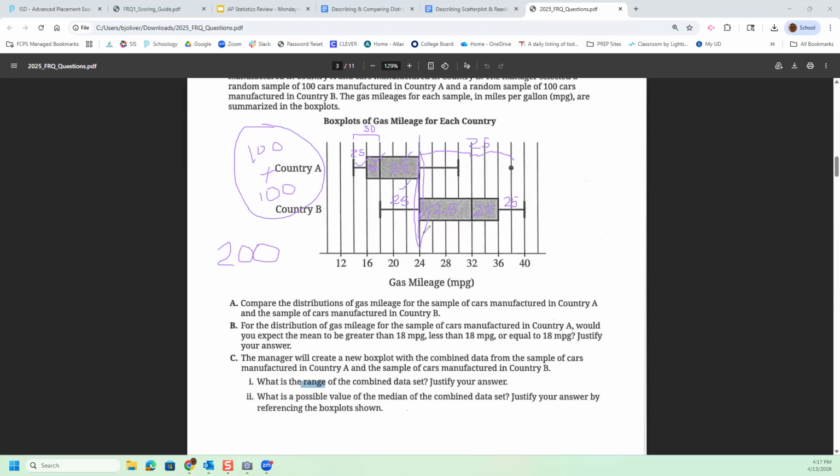So let me be clear. That's nothing we as stats teachers have ever taught you. We really didn't teach you that. We never taught you, hey, combine the two and come up with a new median. We never did that. However, it's built on stuff we did teach you.